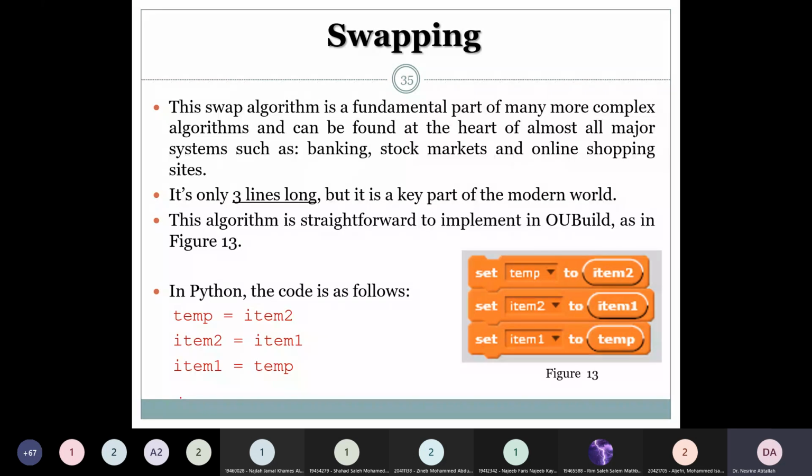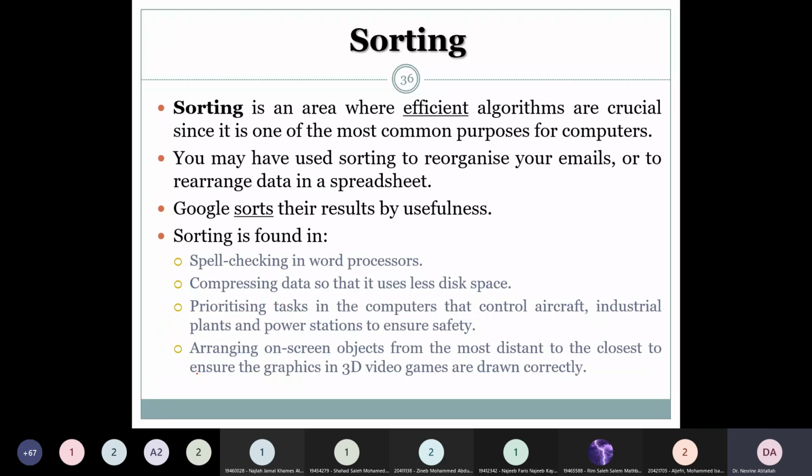So we will define 3 variables: temp, item 1, and item 2. We will set temp to item 2, set item 2 to item 1, and set item 1 to temp. In Python, it is the same thing. So we will define 3 variables, and we will assign item 2 to temp, item 1 to item 2, temp to item 1. So this is the swapping. So we saw that we need the swapping for the sorting.